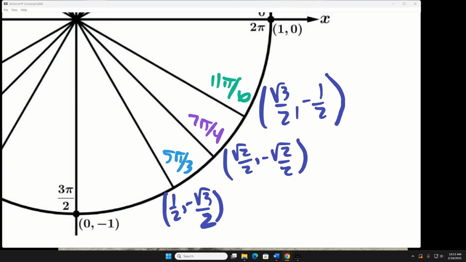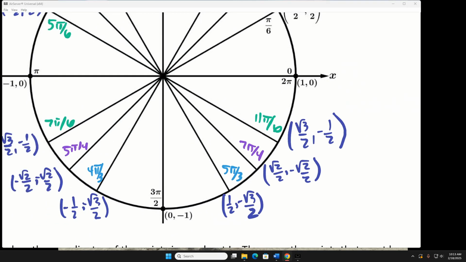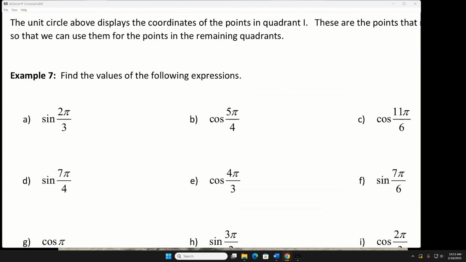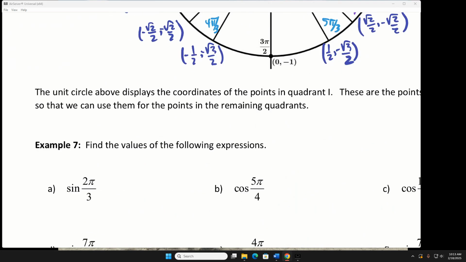All right, and then we're going to go through, and I'm going to do the first row and I'll let you guys finish it up. And so we're going to find the sine and cosine of some angles that are on the unit circle, the special angles. All right, so we're going to start with sine of 2 pi over 3. So we go to the angle 2 pi over 3, and if I want to find the sine, which coordinate am I going to use? The y. So the sine of 2 pi over 3 is going to be the square root of 3 over 2.